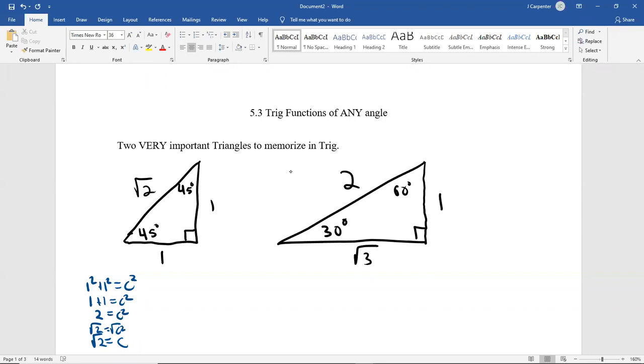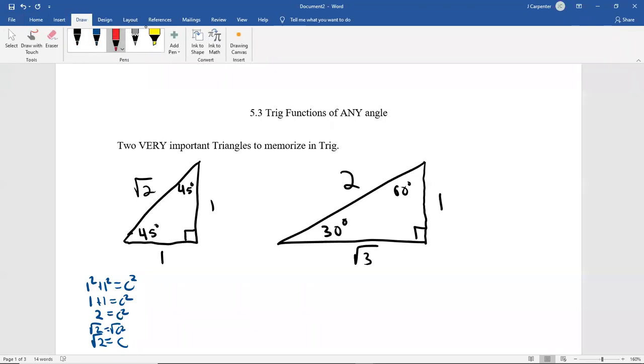I gave you this one. We said we want this to be a 1, the hypotenuse to be a 2, and this other leg to be a square root of 3. Now, what is very specific here is that the 1 is opposite the 30 degrees, and that the square root of 3 is opposite the 60 degrees.